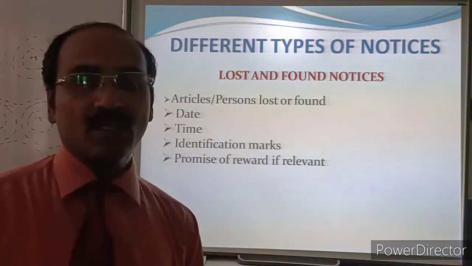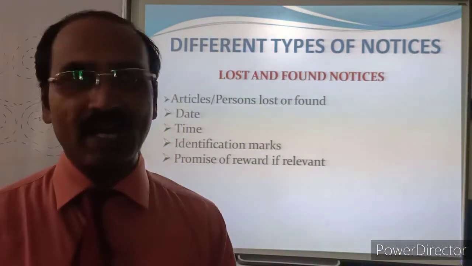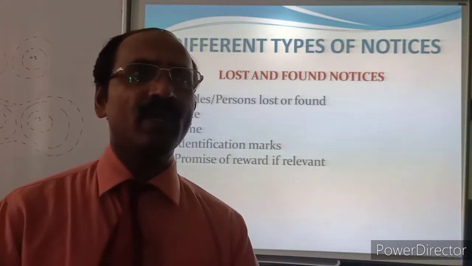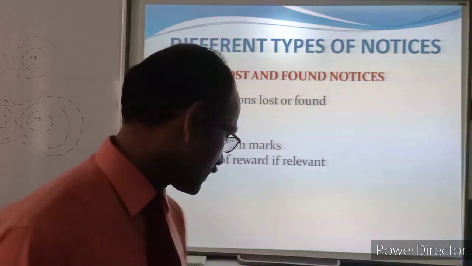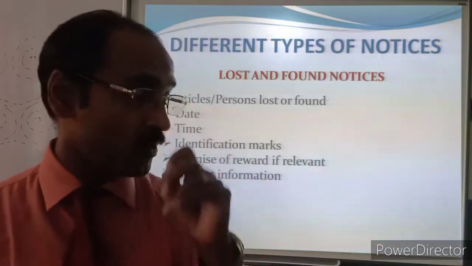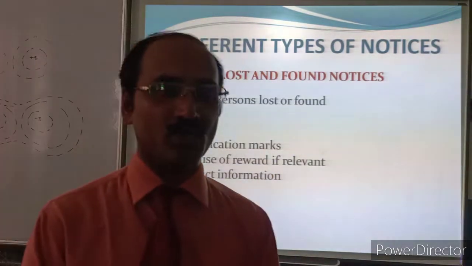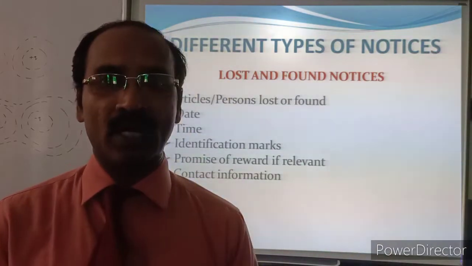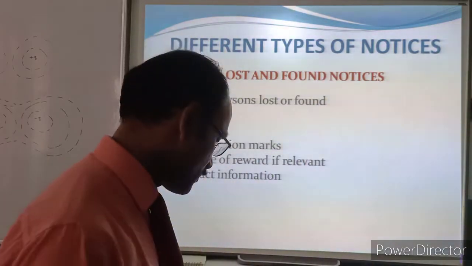Then promise of reward. Suppose somebody found the watch, and if he is bringing and giving it back to the concerned person, maybe the school or somebody may be giving you a reward also. So you can announce and promise a reward for that. Those who found it and submit it in the office will get a nice reward. Then contact information: to whom you have to contact. Maybe the concerned person, the school office or the principal. You have to mention contact information there.